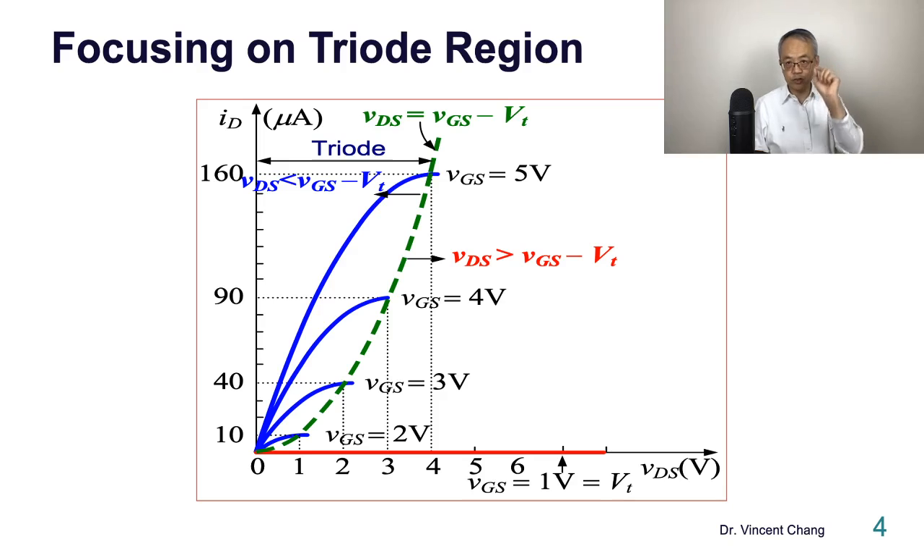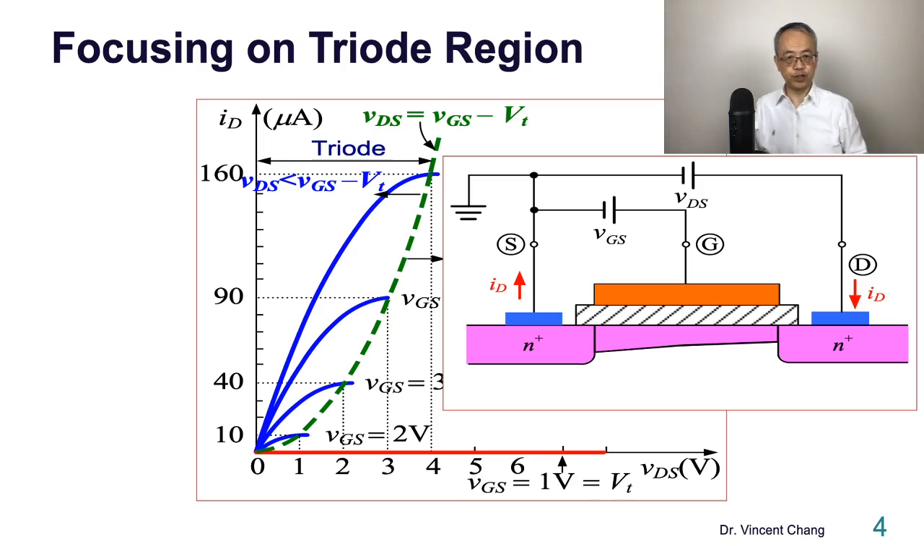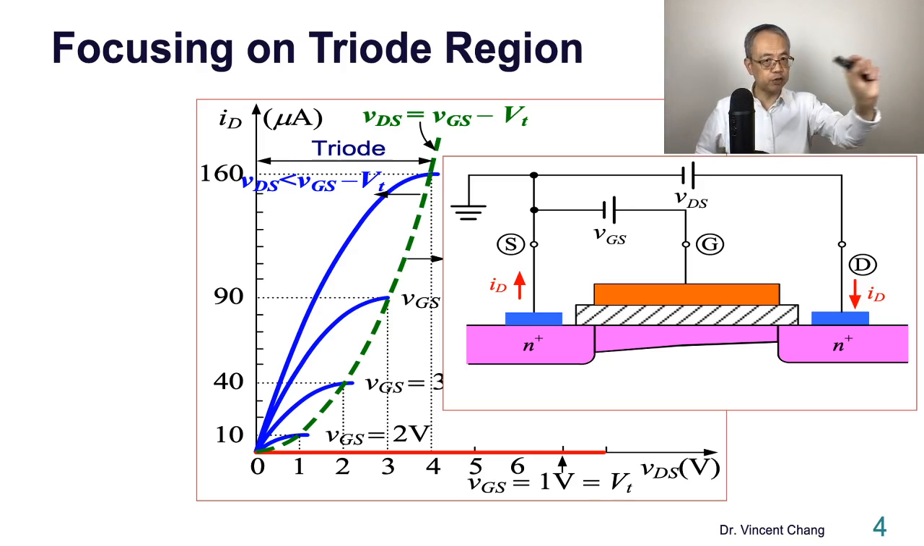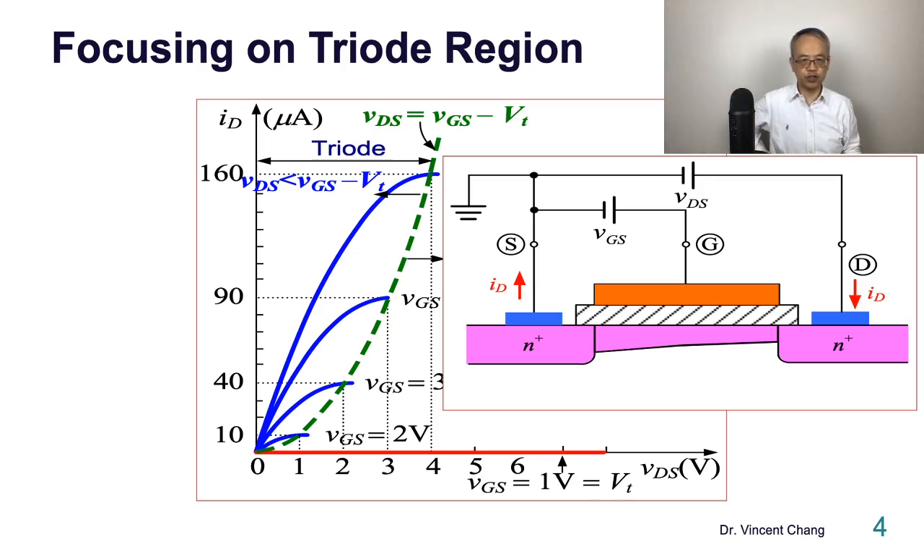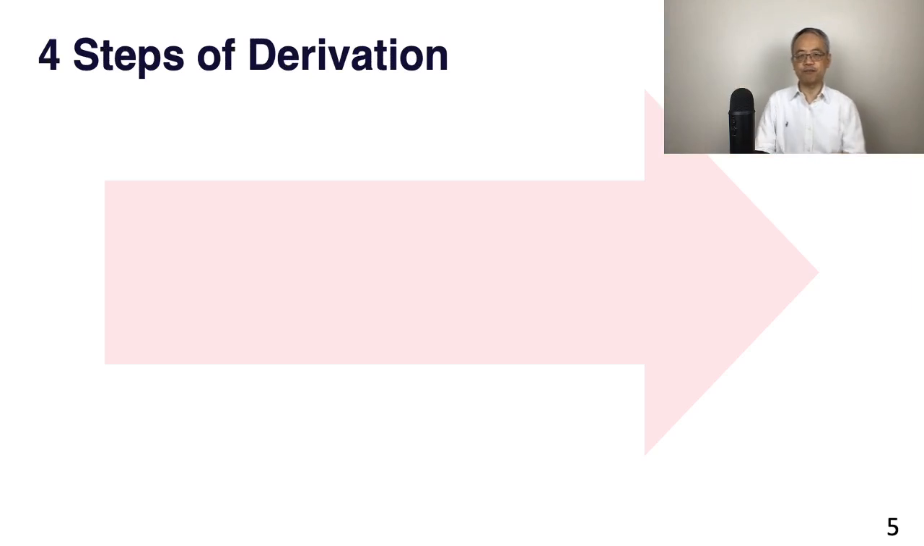This lecture only teaches you about the IV characteristics in the triode region. Here's the triode region, the non-pinch-off region. The triode region means the non-pinch-off region: the source is non-pinch-off, the drain is non-pinch-off. There are 4 steps to derive the IV characteristic in the triode region.